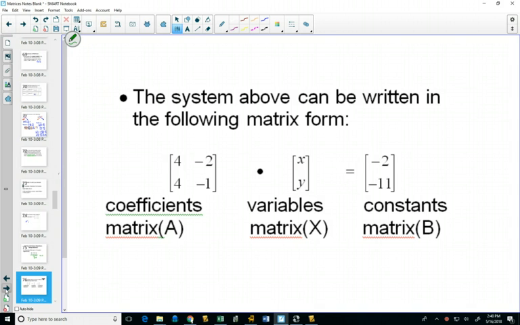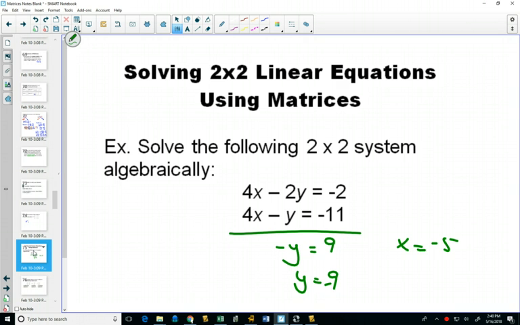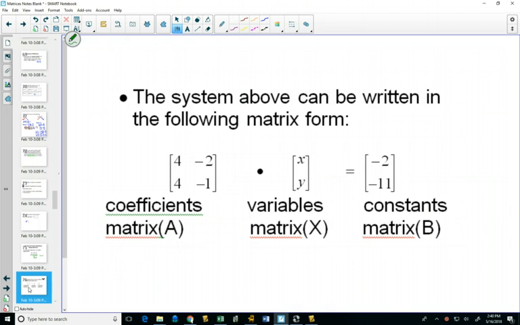Okay. It was summer. So what we do is we take our system of equations, we take the coefficients and make a coefficients matrix. We take our variables and make our variables matrix. And we take our answers and make that a constants matrix. And with matrix multiplication, do you see how this would work?